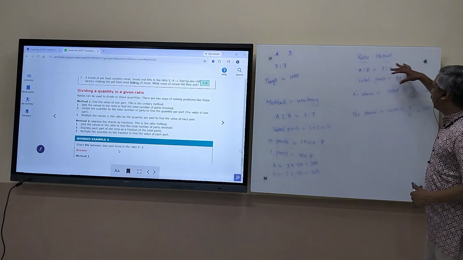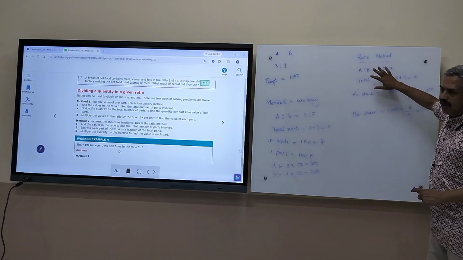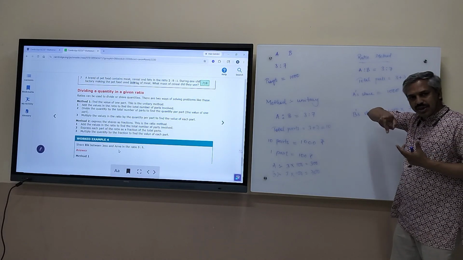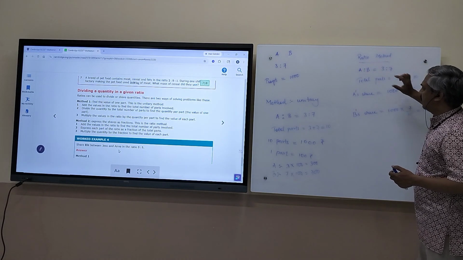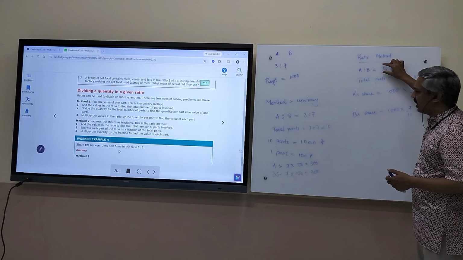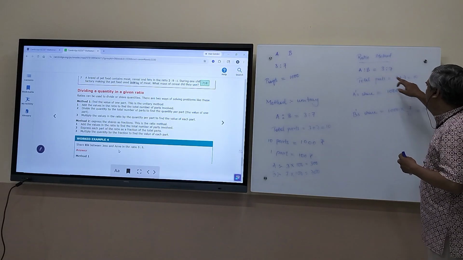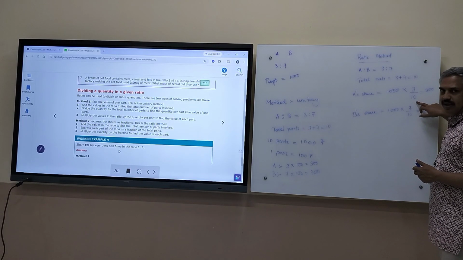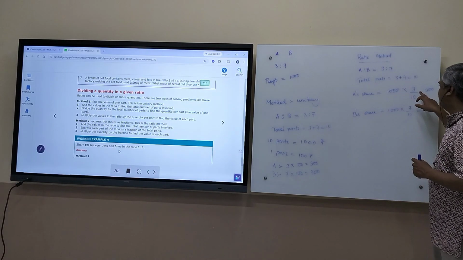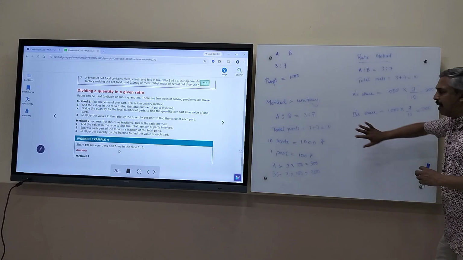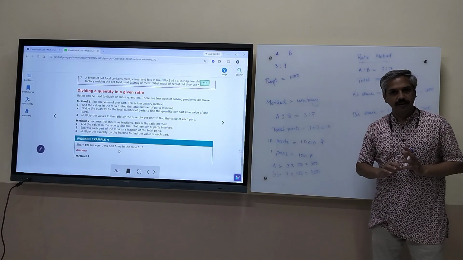Here we are trying to convert this into a ratio, and the ratio is the fraction of what will go to A out of the total number of parts. How many parts will go to A? 3. Out of how many? Total is 10. So 3 by 10. How many parts will go to B? 7. Out of how many? 10. So it is 7 by 10. And by this we get the answers.